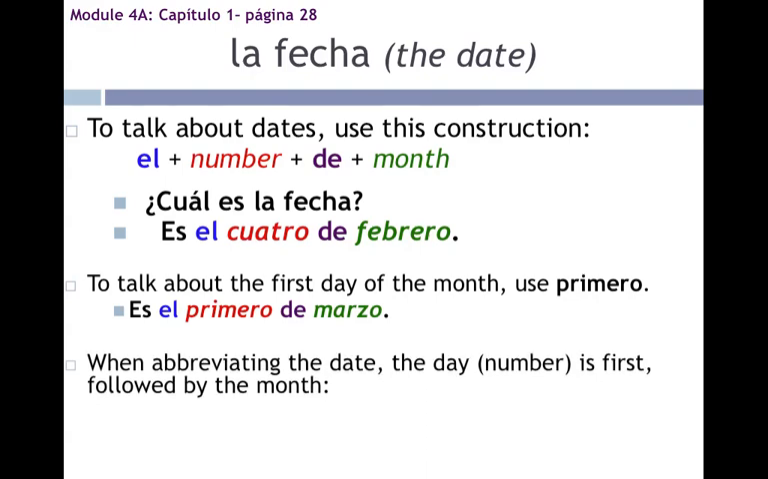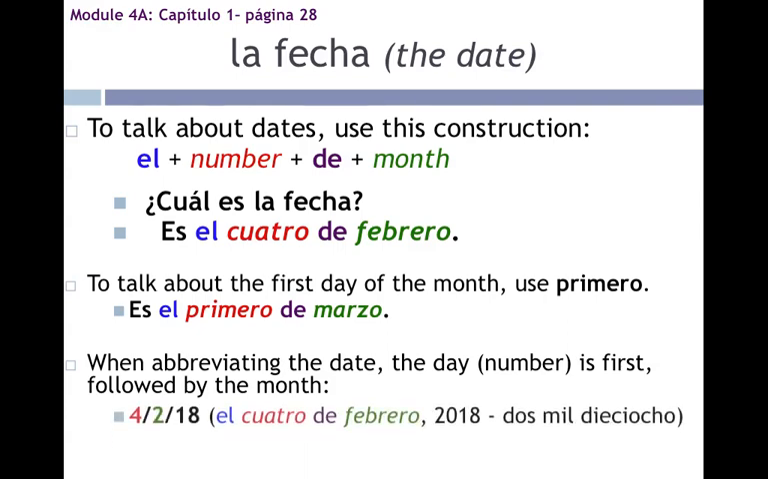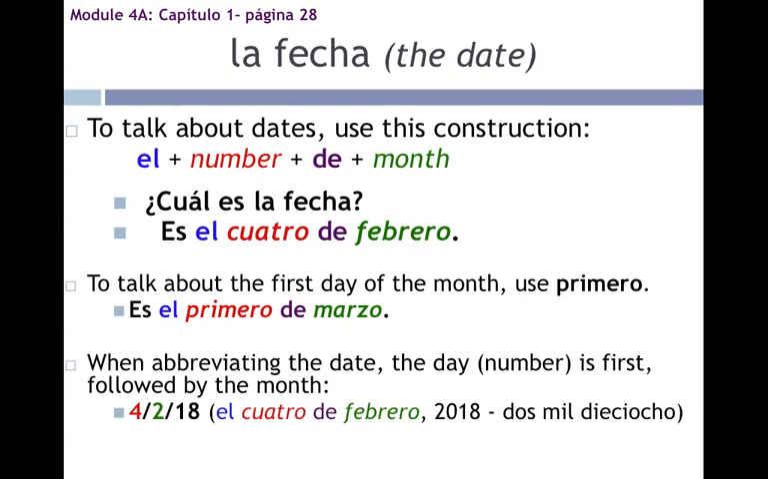When abbreviating the date, the day, the number is first, followed by the month. So if you look at this example, 4/2/18, in English, that would be April 2nd. But remember, they're saying the day, the number first. So 4-2-18 is el 4 de febrero 2018.